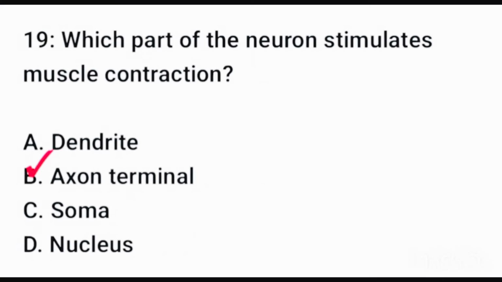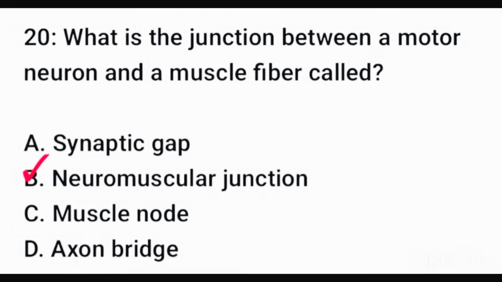Question number 19. Which part of the neuron stimulates muscle contraction? Here correct option is option B, axon terminal. Question number 20. What is the junction between a motor neuron and muscle fiber called? Correct option is option B, neuromuscular junction.